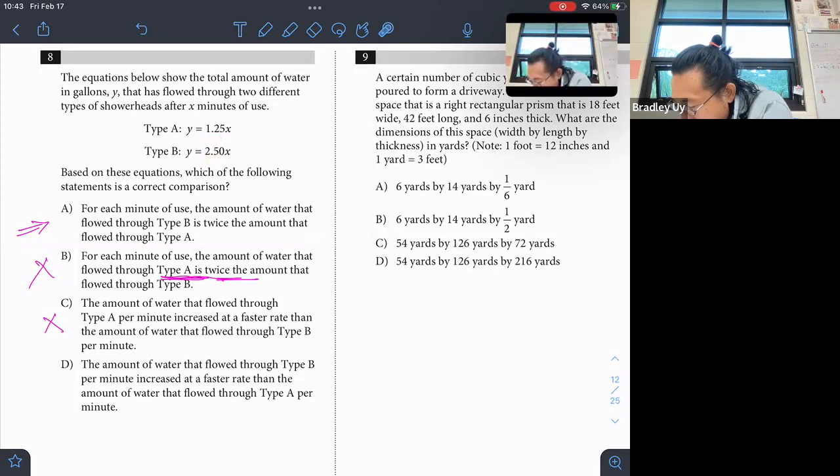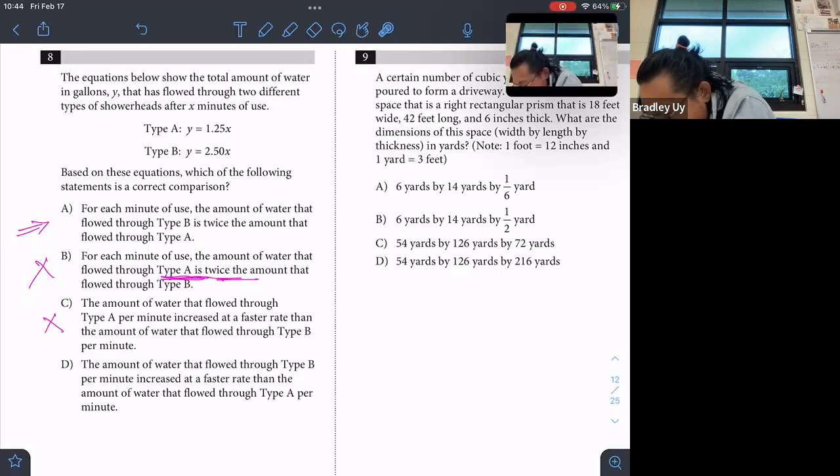Okay, and D, the amount of water that flowed through type B per minute increased. Again, it is not increasing. The rate is not increased at a faster rate than the amount of water that flowed through type A per minute. The water that's flowing through type A per minute is at a rate, but it is not increasing. The amount of water that flowed through B is simply twice the amount that flowed through type A.